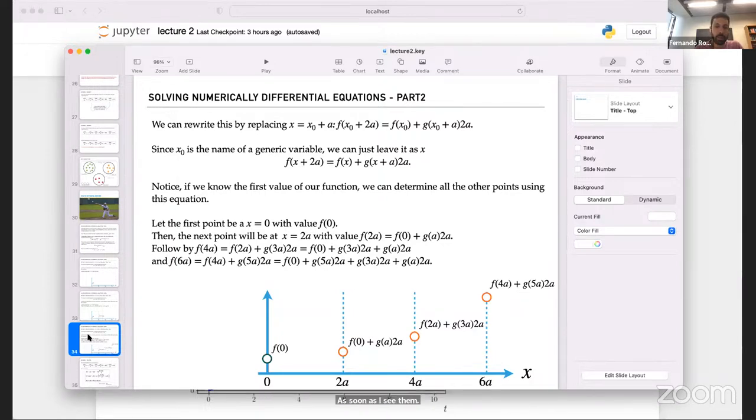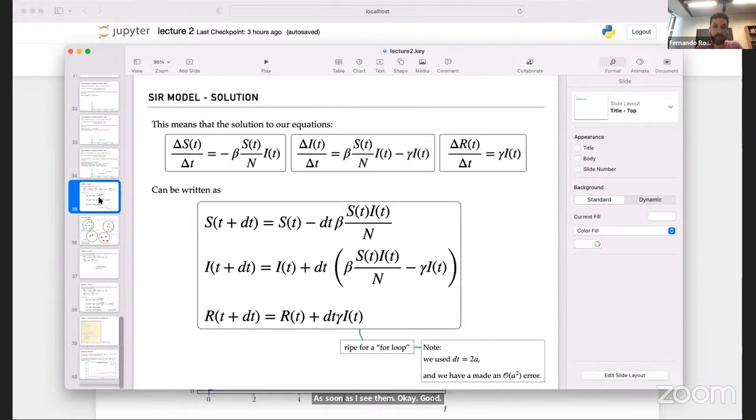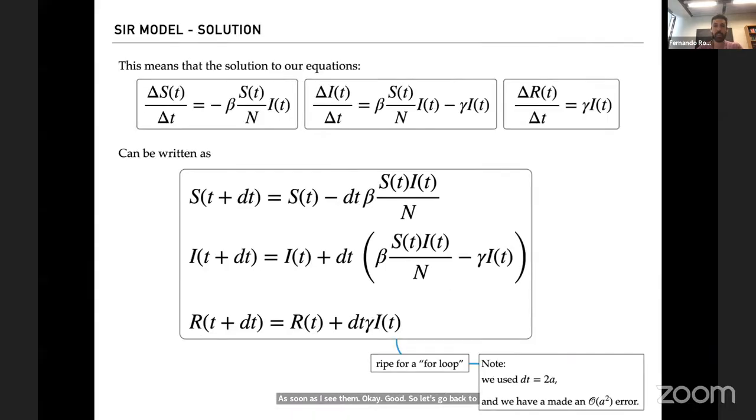Okay, good. So let's go back to our model, which is this one here, the SIR model. We have three different groups: susceptible, infectious, recovered. These are the changes in each population. So susceptible gets sick, and their value reduces. Infectious increases when people get sick, but also decreases when people recover from their sickness. And then the recovered group only increases as infectious people get better.